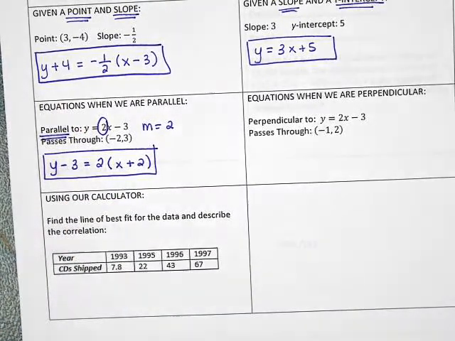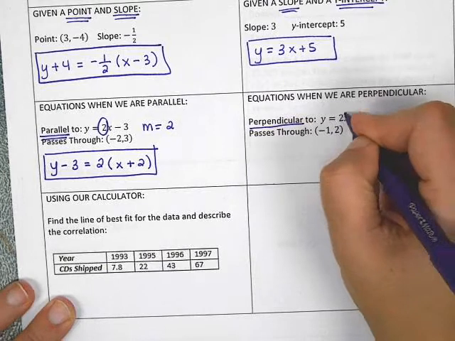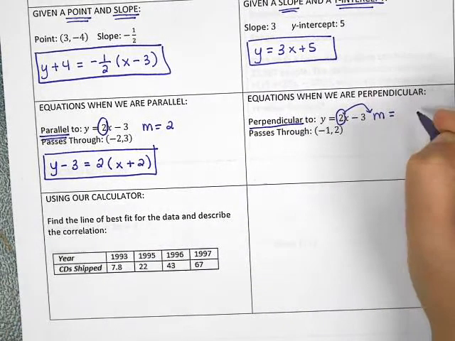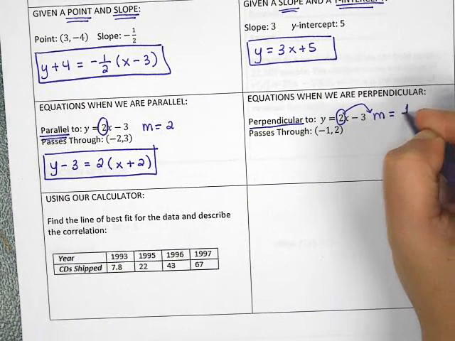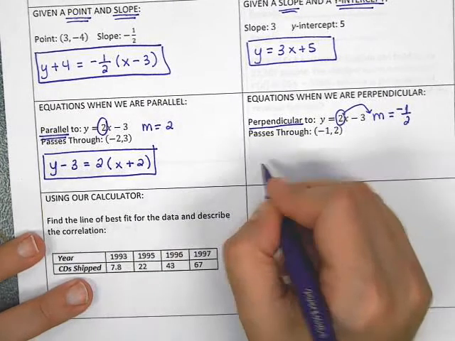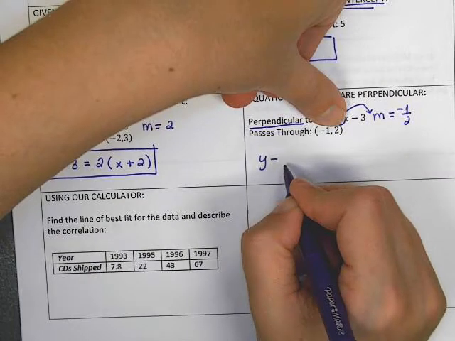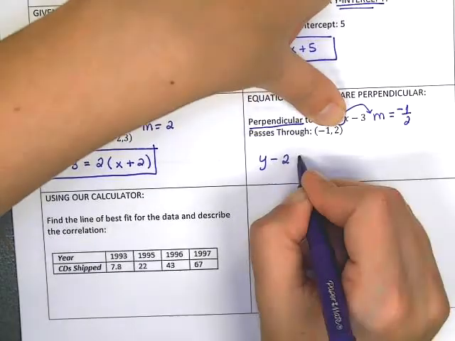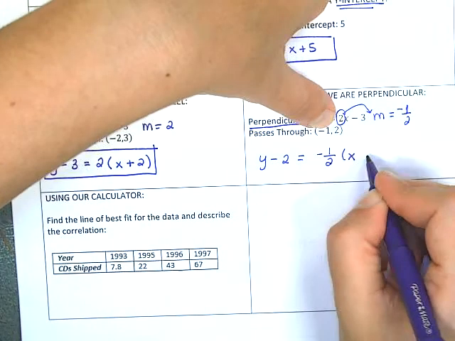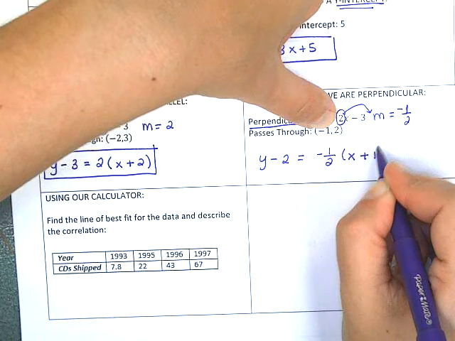If I want my line to be perpendicular, then instead of using the same slope, I would use the opposite reciprocal, which means flip it over and switch the sign to a negative. So I would write y minus the y value, which is 2, equals negative 1/2 times x, and then minus a negative 1 would become plus 1.